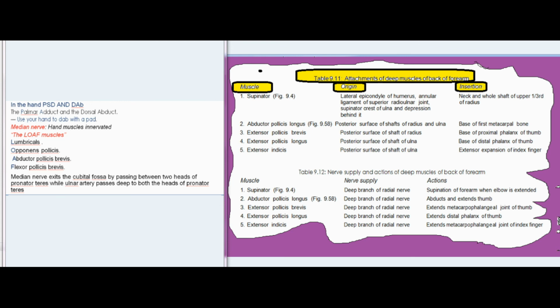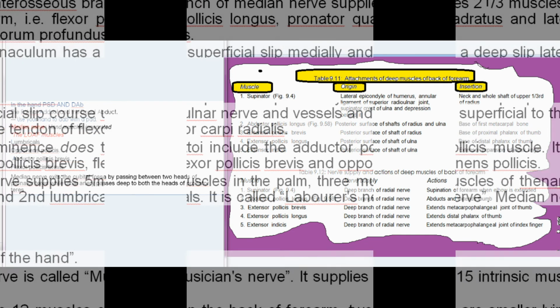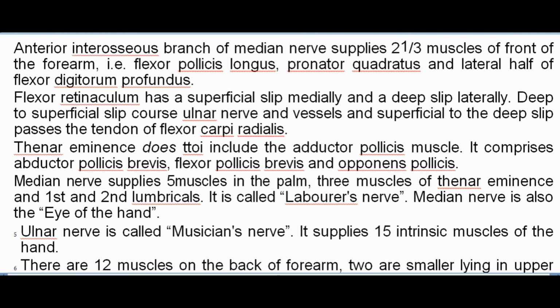Median nerve, hand muscles innervated: the LOAF muscles: lumbricals, opponens pollicis, abductor pollicis brevis, flexor pollicis brevis. The median nerve exits the cubital fossa by passing between the two heads of pronator teres, while the ulnar artery passes deep to both heads of pronator teres. The anterior interosseous branch of the median nerve supplies 2 and 1/2 muscles of the front of the forearm, i.e. flexor pollicis longus, pronator quadratus and the lateral half of flexor digitorum profundus.